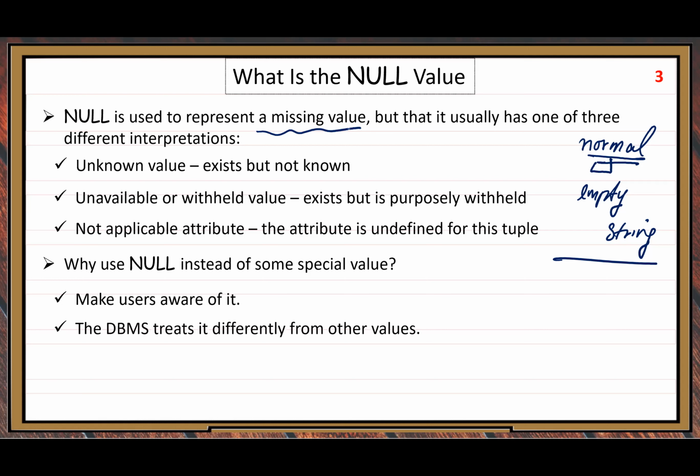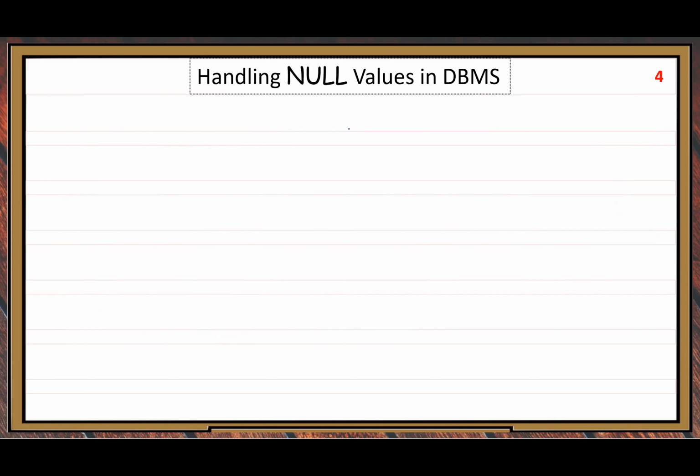The DBMS treats it differently from other values. How different? We will see. The behavior in many different ways: we will get rows involving null value quite different. Handling null values in DBMS.